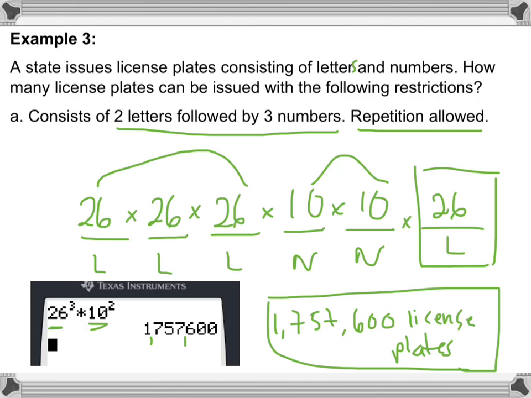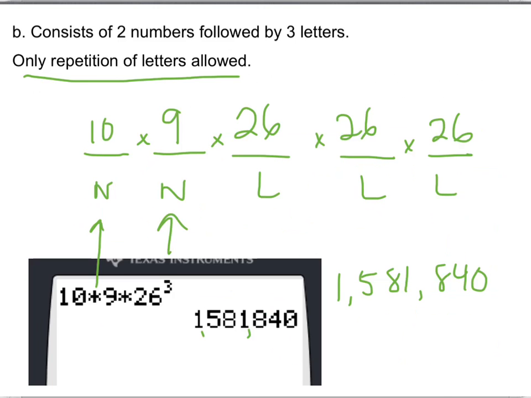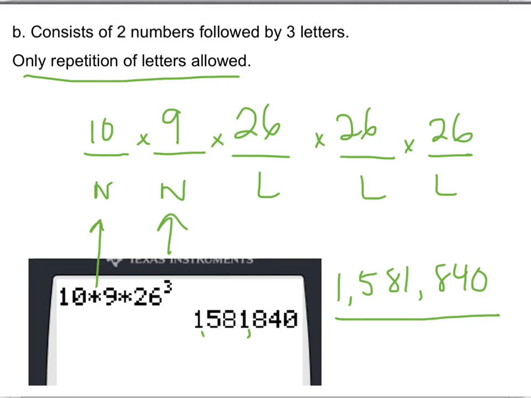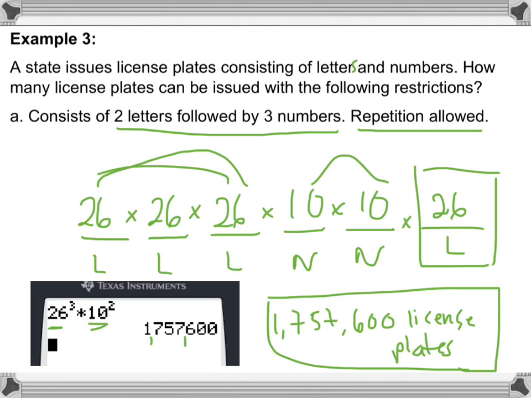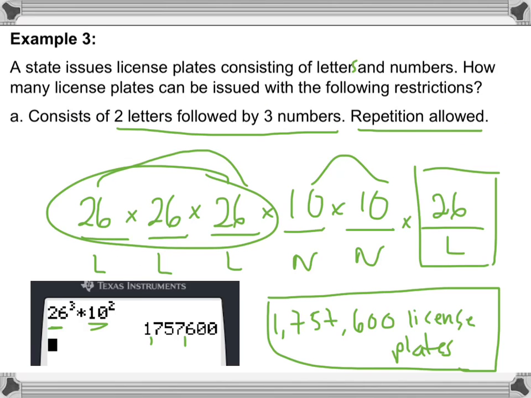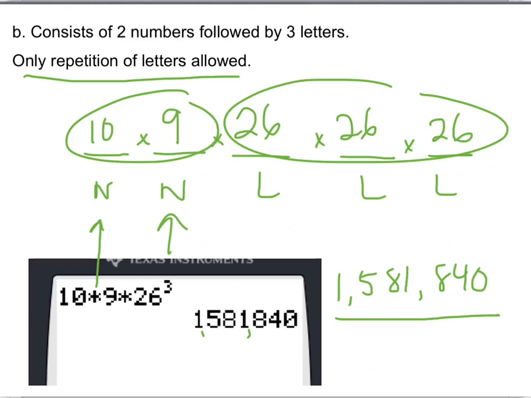Now notice that the amount of license plates I could make when I'm not allowed to repeat the numbers is decreased. I can only make about 1.5 million, or actually 1,581,840, as opposed to 1,757,600. And the same went here. I had 3 letters and 2 numbers here. The only difference is I'm not allowed to repeat one of the numbers.